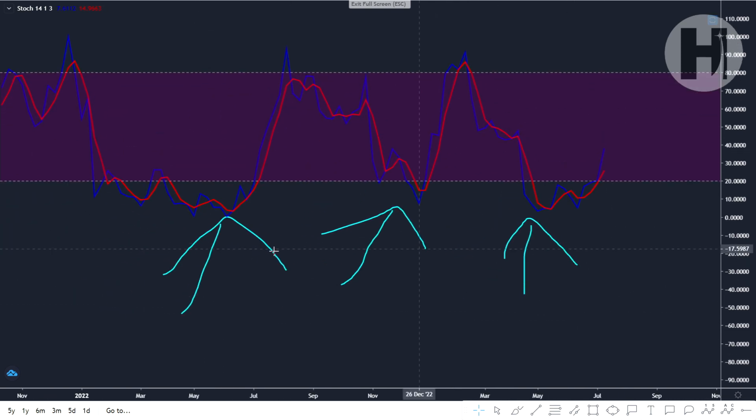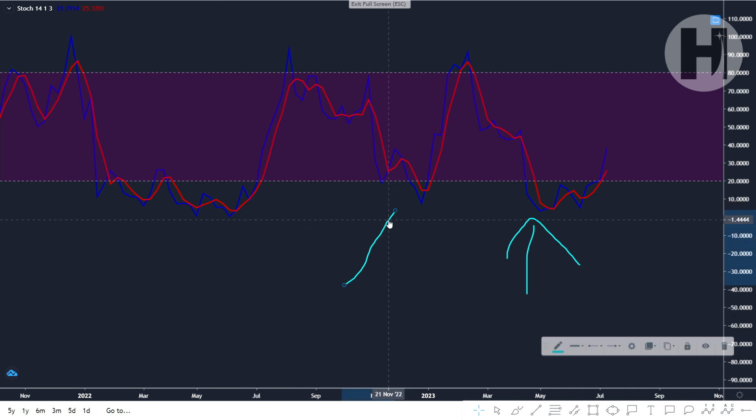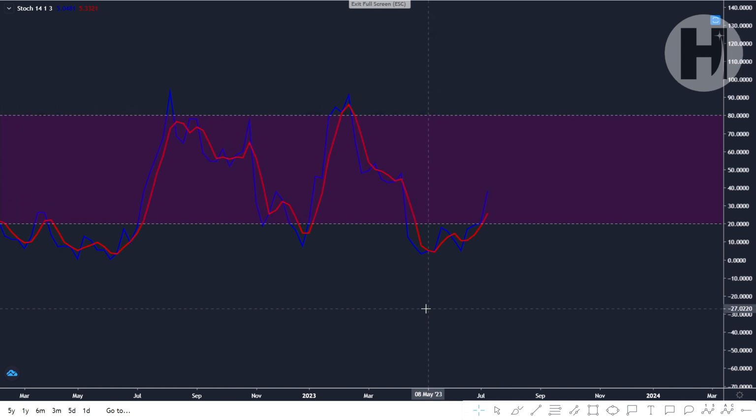I know these arrows are very disgusting. I don't know, that's not how I draw in real life. In real life, it's actually way worse.